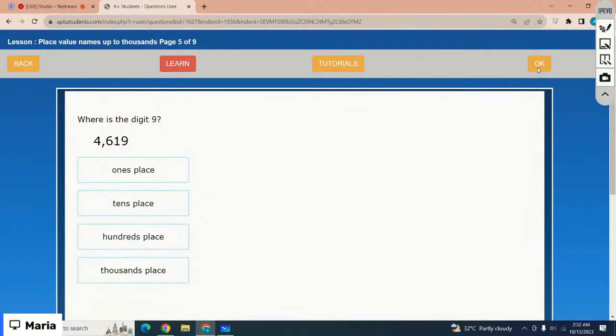Where is the digit 9? 4619. So where is 9? 9 is at the ones position. Very good.